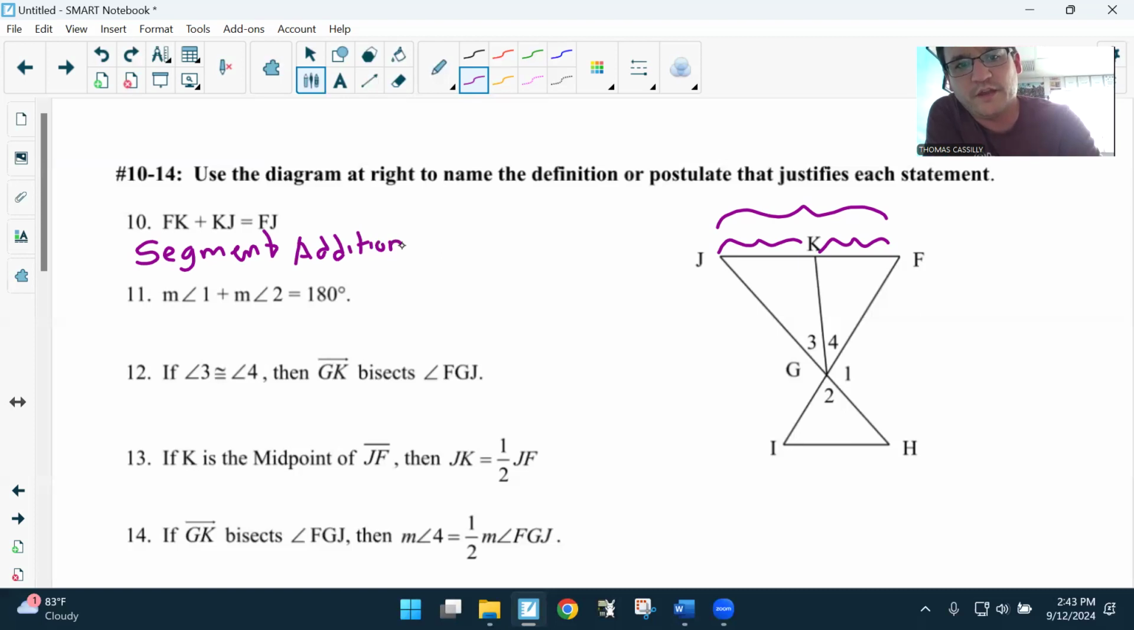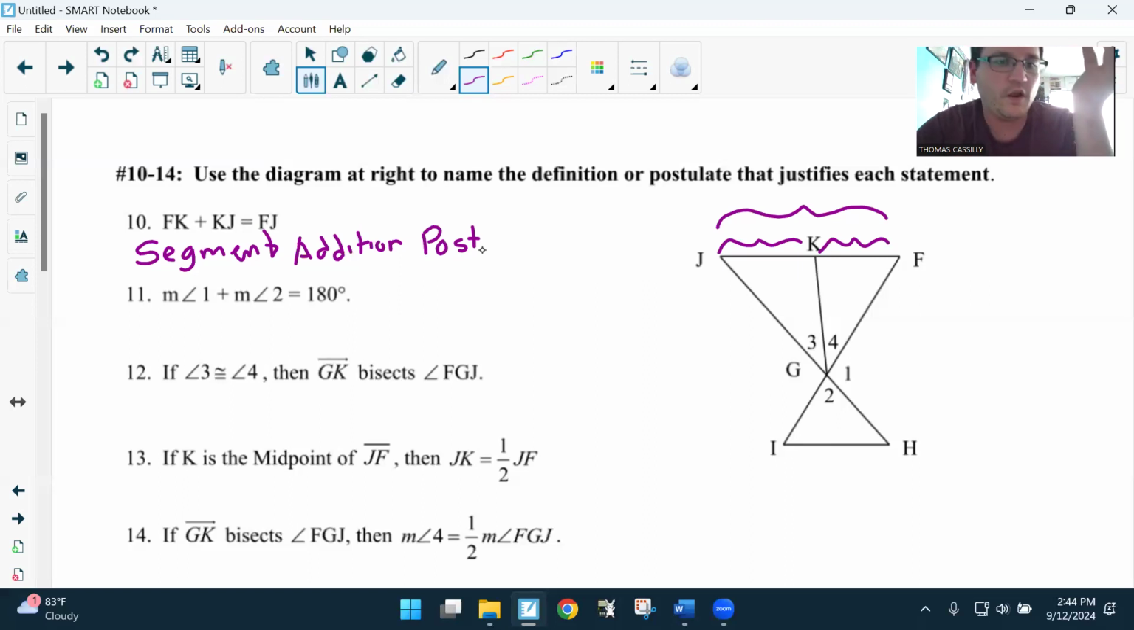I'm going to abbreviate quite a few times on here, so just kind of bear with me. That'll be postulate. All right. Now, for this thing to work, J, K, and F all have to be collinear. All right. K has to be between J and F. But if all that holds true, then we say JK plus KF equals JF.